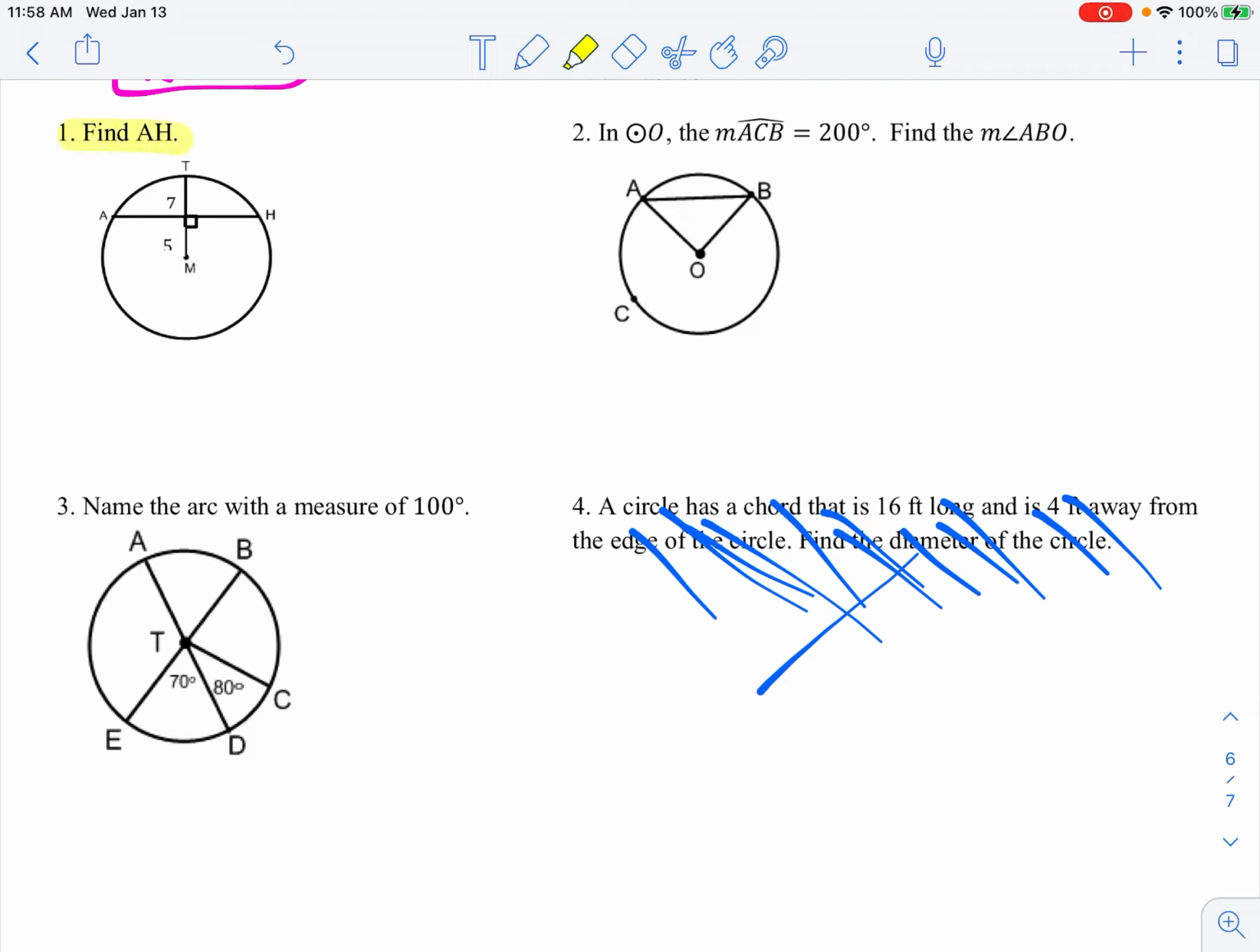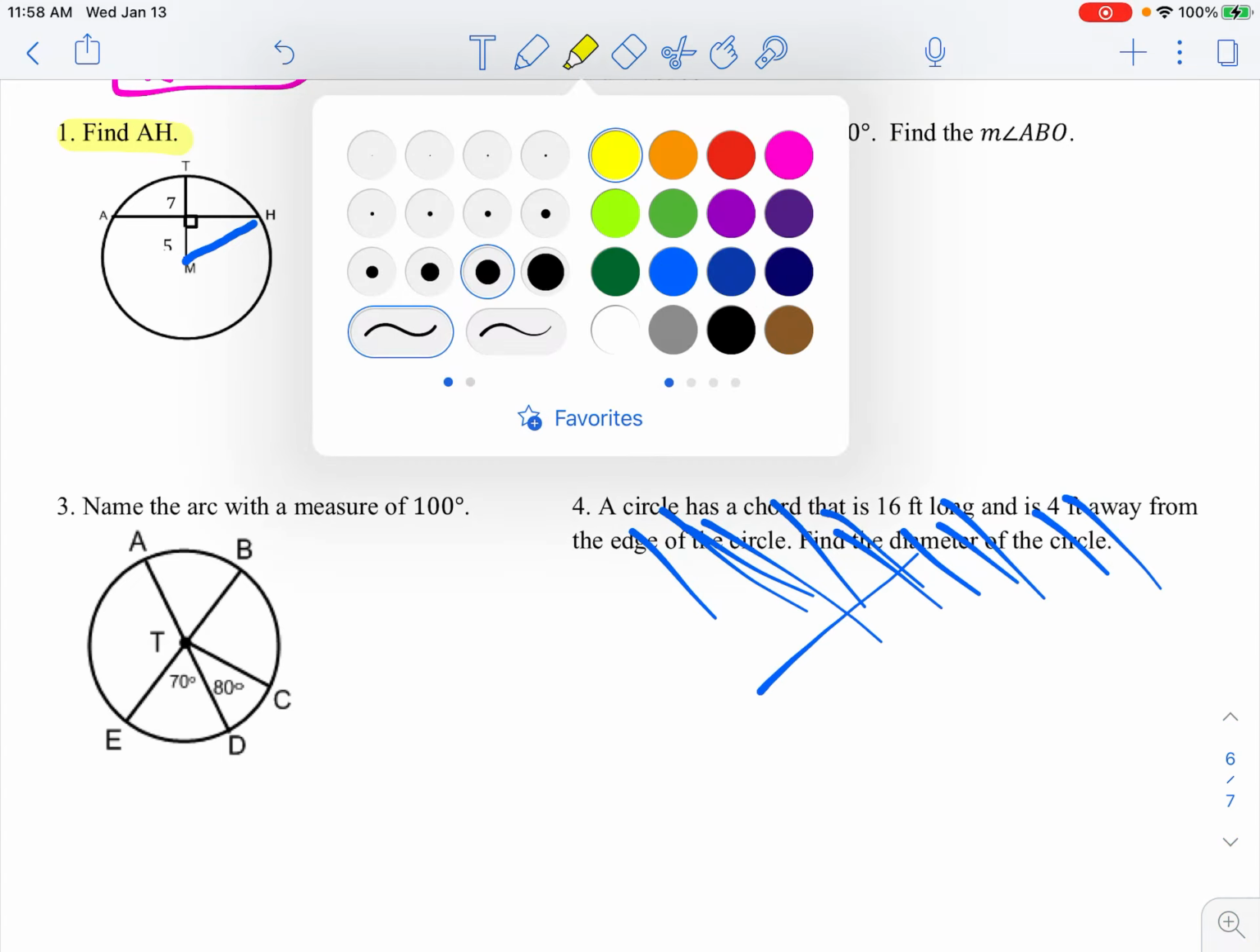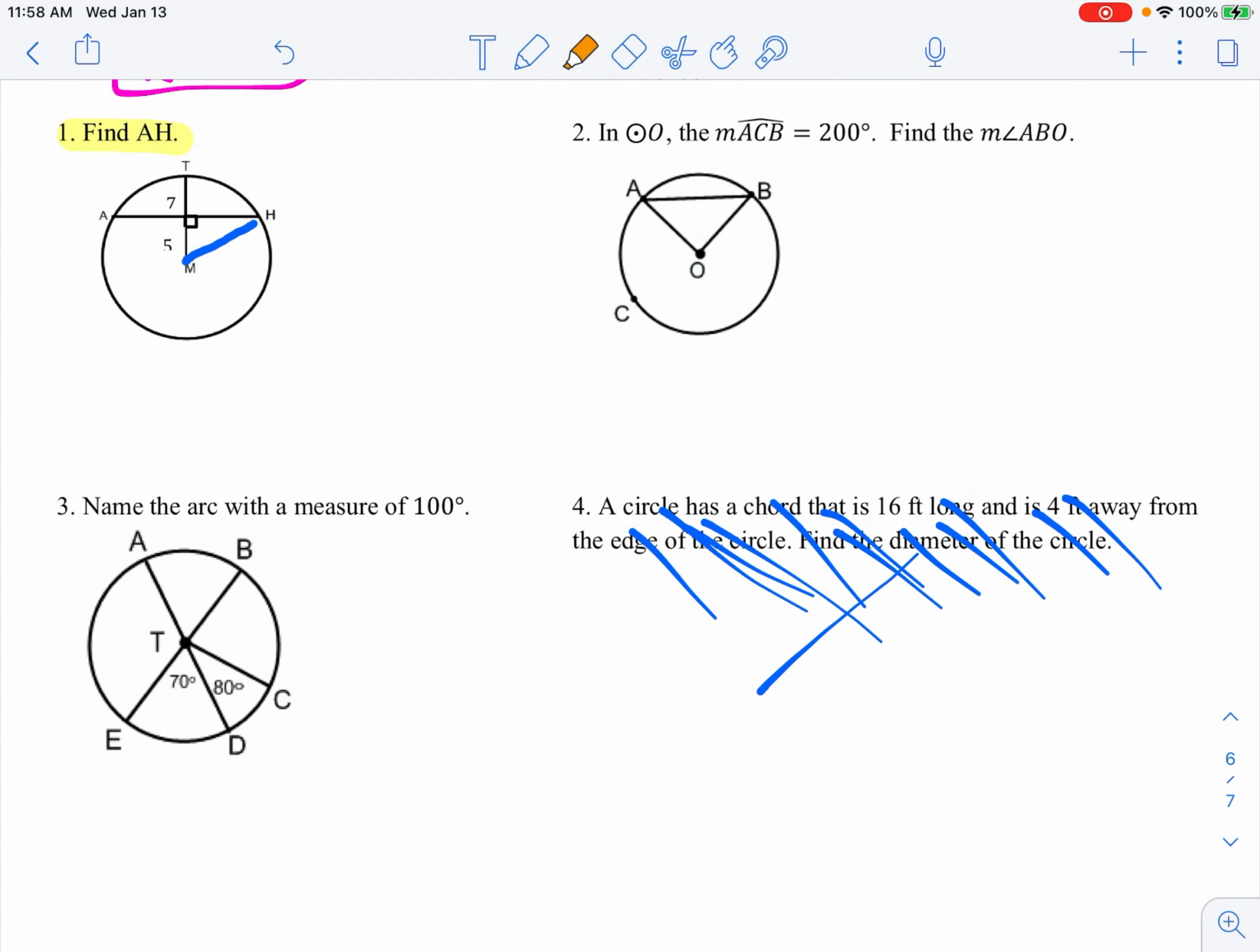Question says find AH, so they want us to find that chord. Remember, if we have a chord and a radius that meet, we can form a triangle. Now, if I form that triangle, remember, we can find out what that blue radius that I just drew in equals by taking our other radius and adding the two pieces on it. 7 plus 5 tells us 12 for that piece.